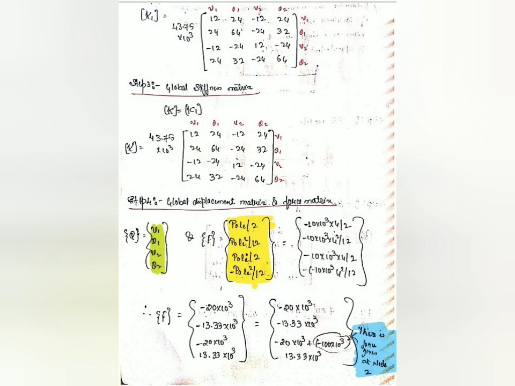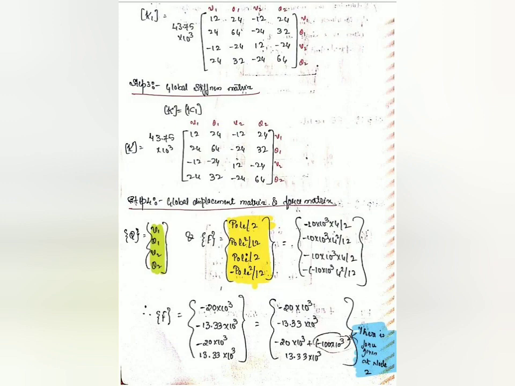Next we are writing force matrix, since it is a UDL load on a cantilever beam. So you know how this force matrix will come. That is P naught LE by 2, P naught LE square by 12, P naught LE by 2, and minus P naught LE square by 12. These are nothing but F1, M1, F2, M2, which is shown by yellow color. That is also denoted in previous page. Substituting all the values, we got a force matrix as follows.